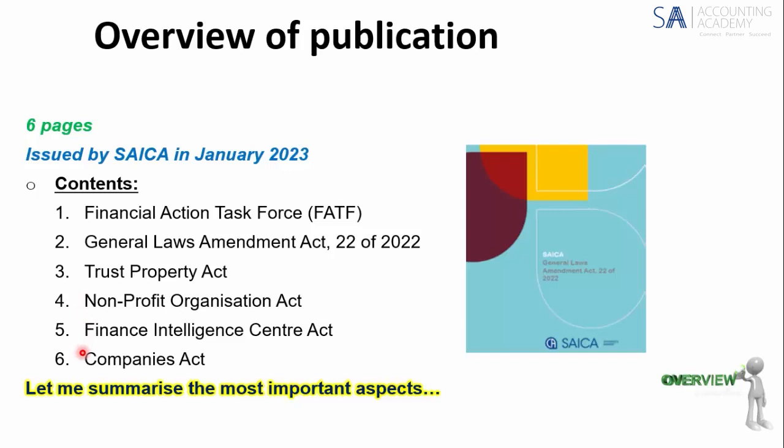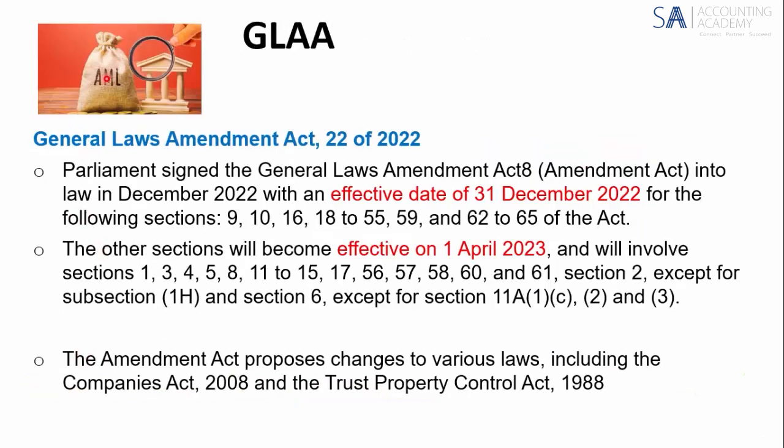So let's go and summarize in a nutshell, the GLAA, as you can see, I've put the AML there so that you can draw the link between GLAA means anti-money laundering legislation. So Parliament already signed that. There's been an effective date of 31 December for everything that we have on the slides today. And the rest of the sections will become effective on the 1st of April. And this is not an early April Fool's joke, nor if you're looking at this after the 1st of April, you're watching the video, it's not a belated April Fool's joke either. All right. The Amendment Act proposes changes to various laws. The two main ones there, the Companies Act and the Trust Property Control Act.